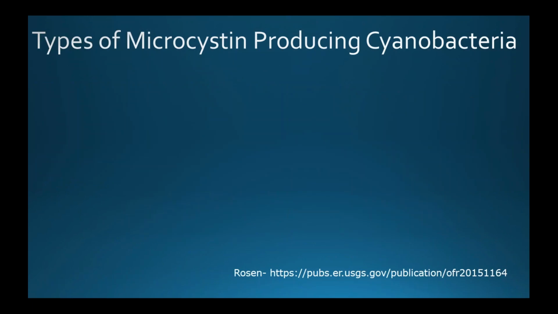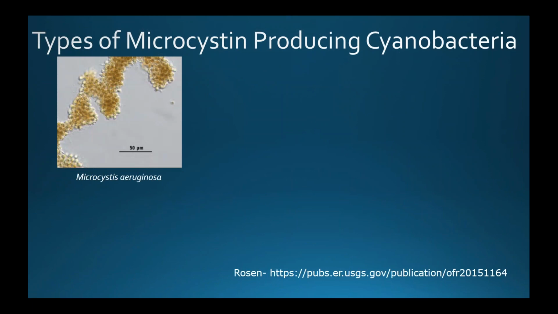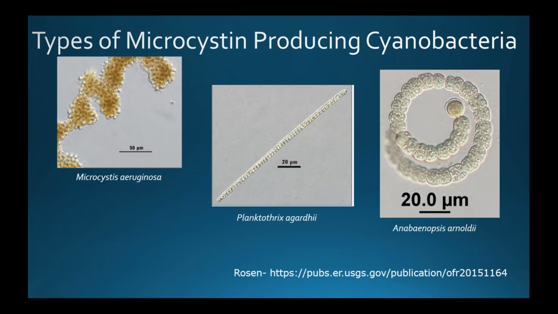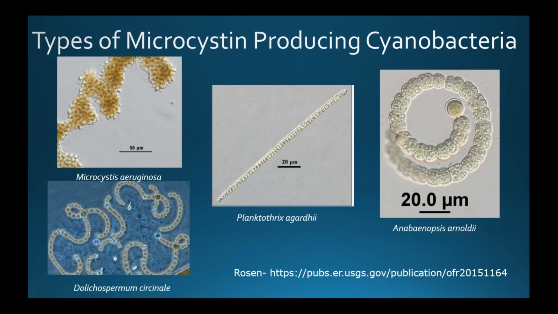If we look here, now we're going to look at the types of microcystin producing cyanobacteria. We just talked about Microcystis aeruginosa. There are a few Microcystis that don't produce it, but many of them, when you identify it as Microcystis, do produce or can produce the toxins. Planktothrix is capable of producing the toxins. Anabaenopsis is capable, and finally the Dolichospermum. Those are the most typical microcystin producers.